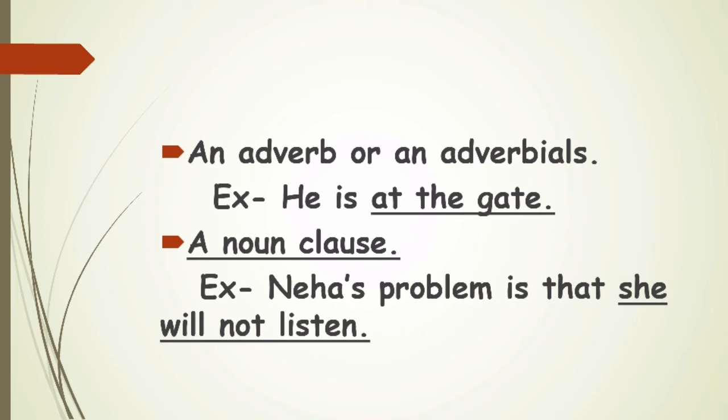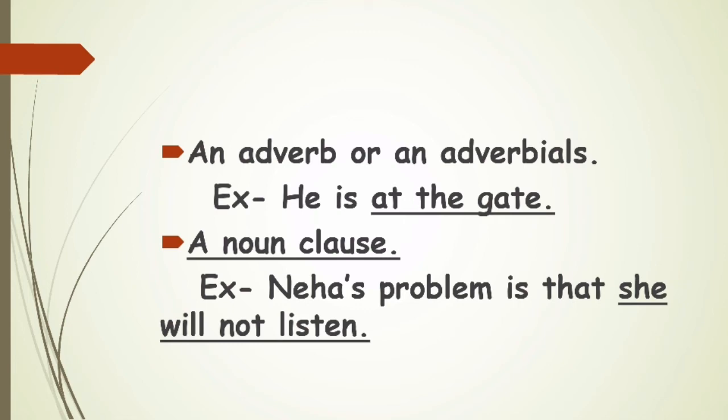An adverb or adverbial. What are adverbials? Adverbials are words or phrases, again a group of words, that may do the work of an adverb. He is at the gate. Place is being described, but we are talking about he, the subject. Okay? So at the gate will be a subject complement.